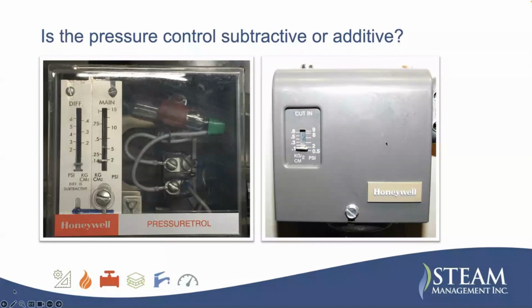This one is what's called a cut-in type. This is where the boiler starts. So we set this for where the boiler starts, and we want it to start at 2 psi. Then inside there's a differential adjustment on a little white knob, and you set it that way. So when you're looking at it and ask, how do I set my pressure? You have to ask, is it subtractive or additive?